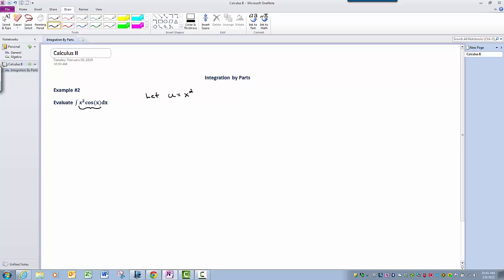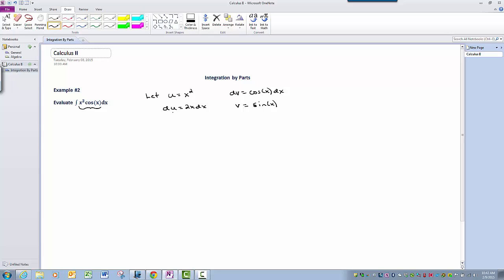If you go the other way around, you're going to notice that when you do your integration for dv, you're going to come up with something that's more difficult to work with. So dv is going to be equal to what's left, which is cosine x dx. So now, following the pattern here, I need to find the derivative of this guy, and the integral of this guy. There's no d there at the end.